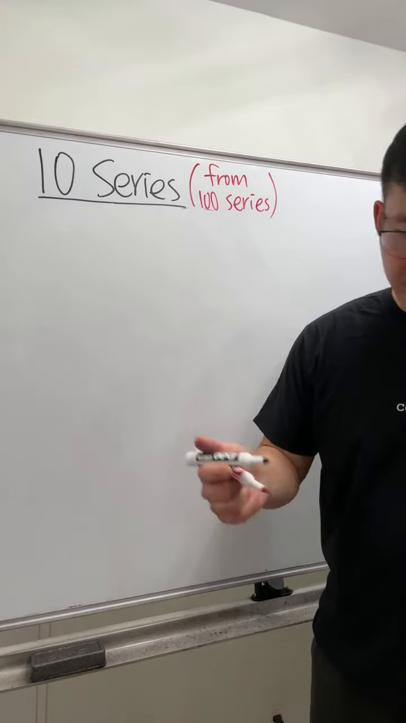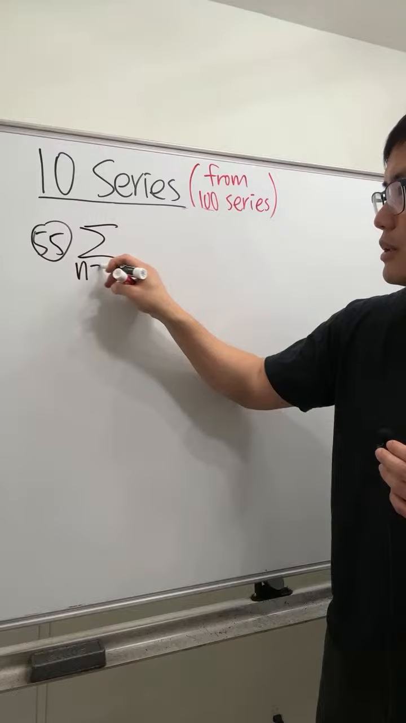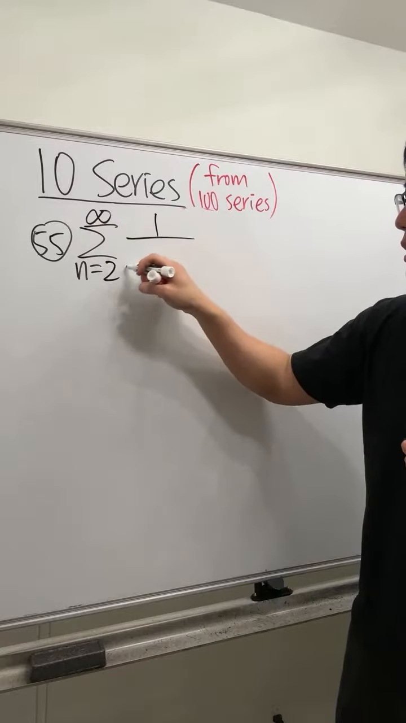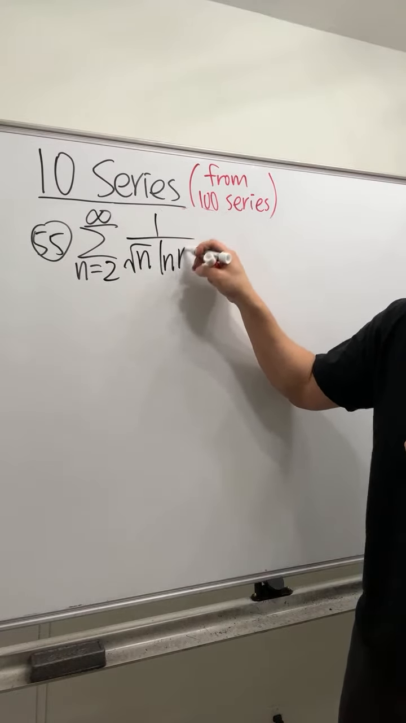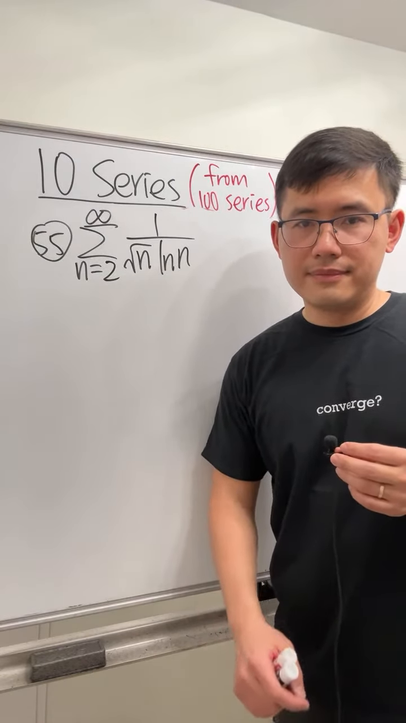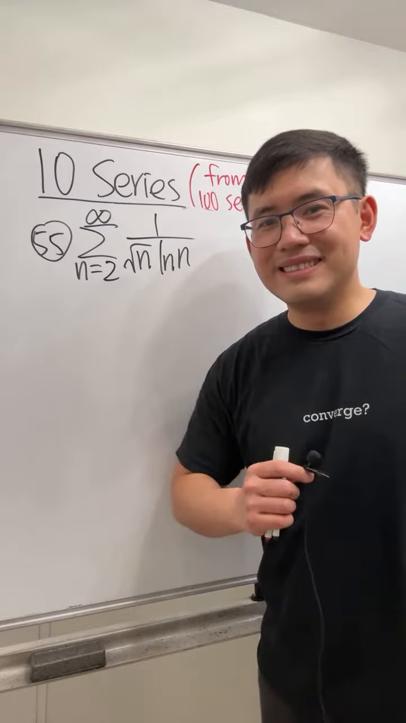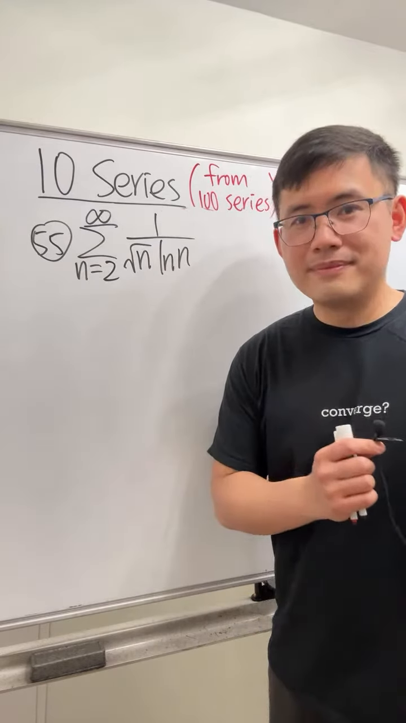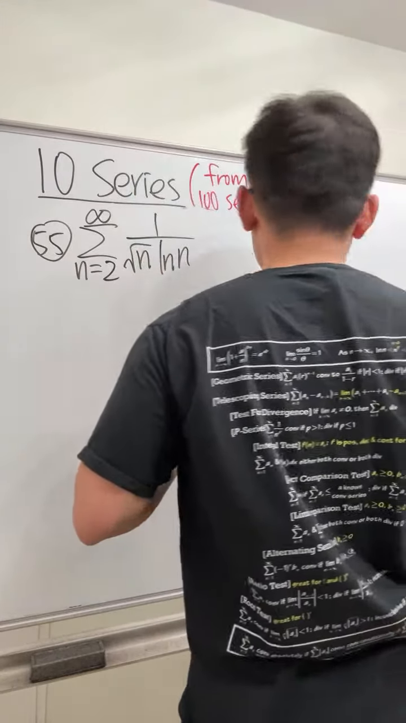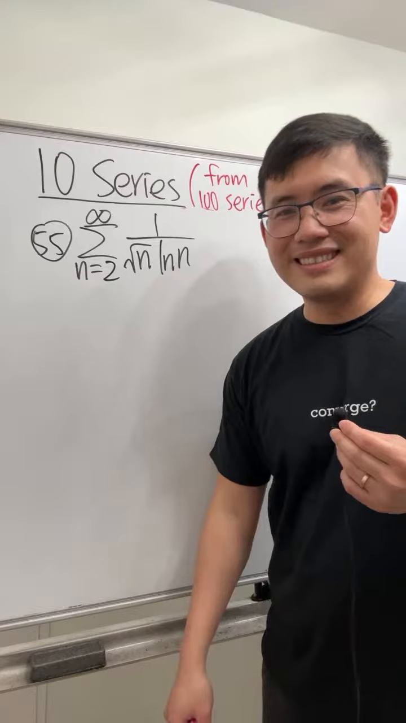All right, number 55. This is a little bit more difficult in my opinion. So series n goes from 2 to infinity, 1 over square root of n times ln n. Does this converge? I don't know if you guys can see all the tests on the back. You guys can take a look. Can go through all the choices and then just see which one will be for that.